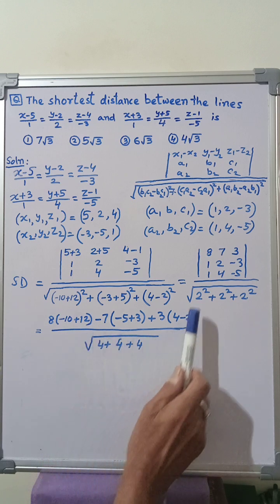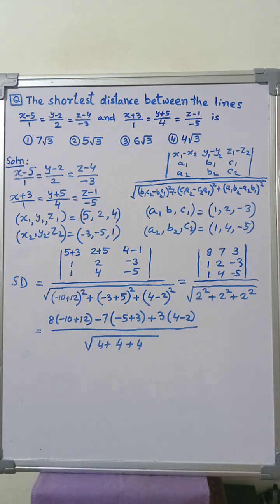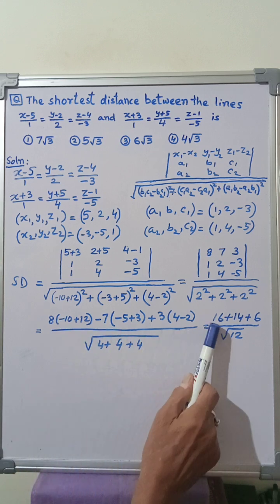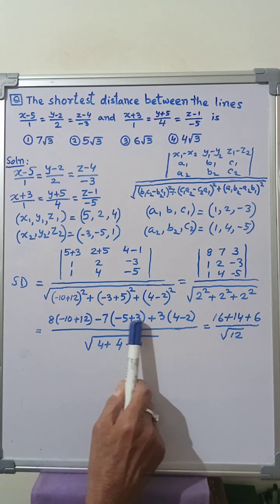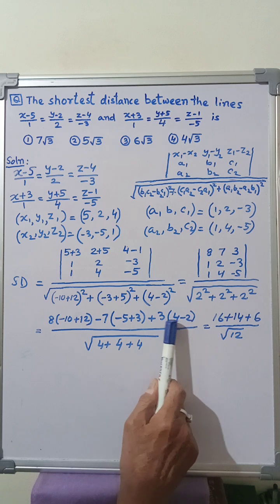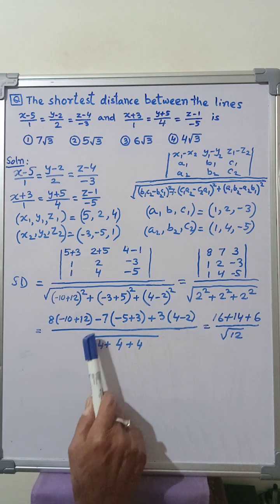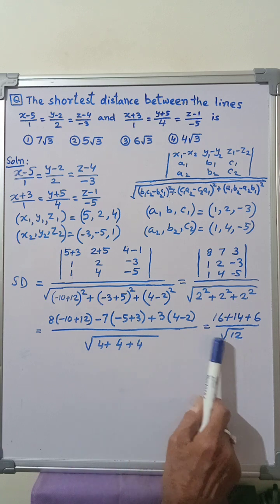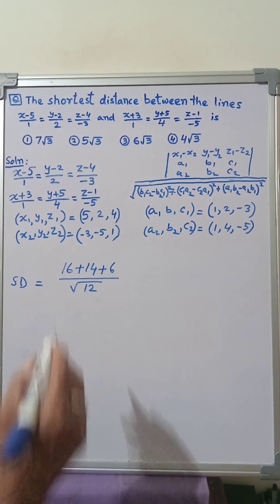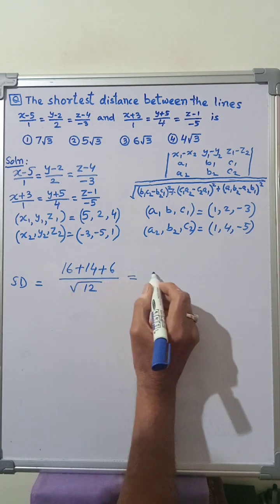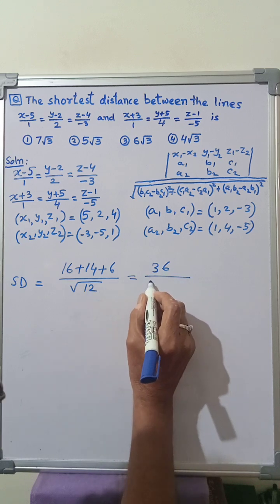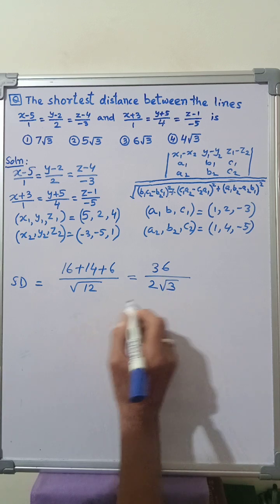And in the denominator, the square root of 2 square plus 2 square plus 2 square is 4 plus 4 plus 4, which evaluates to 8 into minus 10 plus 12, that is 8 into 2 is equal to 16, minus 7 into minus 2, since minus 5 plus 3 is equal to minus 2, and minus 7 into minus 2 is equal to plus 14. 3 into 4 minus 2 is equal to 2, therefore 3 into 2 is equal to 6, divided by the root of 4 plus 4 plus 4, which is 12. Let us evaluate this. 16 plus 14 is 30, 30 plus 6 is 36, divided by root 12, which is root of 4 into 3, that is 2 root 3.